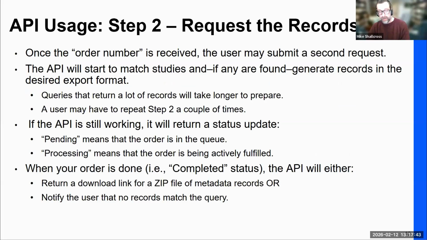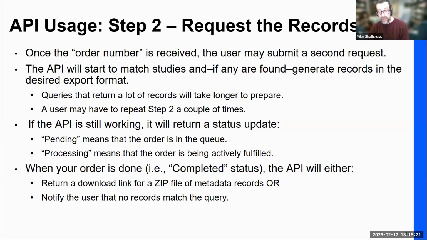In step 2 of using the ICPSR API, the user submits another request, this time for the records themselves. The order number received at the conclusion of step 1 will be sent back to the API, at which time it will start working to match studies with the provided search criteria. If any matches are made, it will then generate records in the desired export format. Please note that all matching and record generation occur on the fly, and so queries that return a lot of records will take longer to be fulfilled. As a result, a user may have to repeat this step several times, because if the API is still working, it will only return a status update.